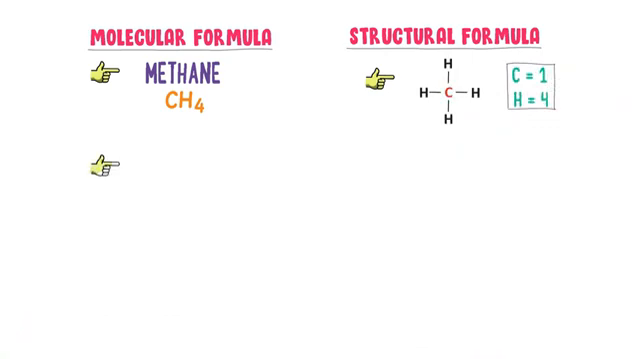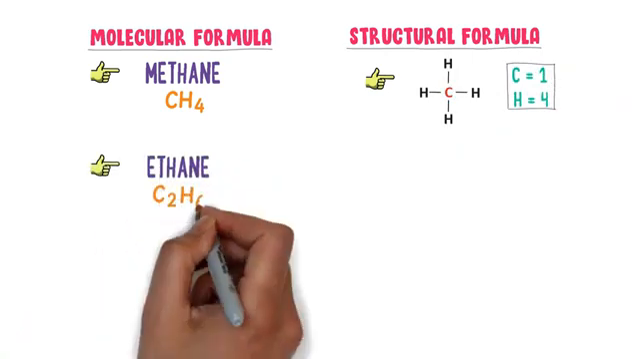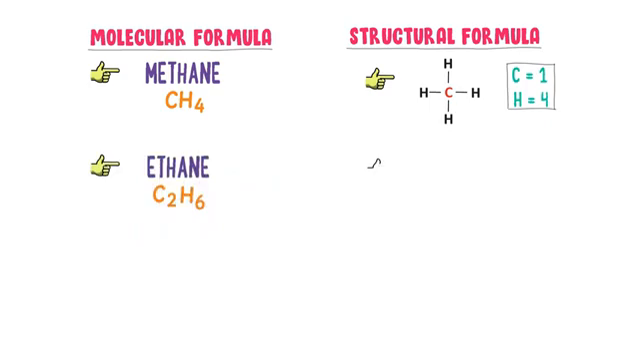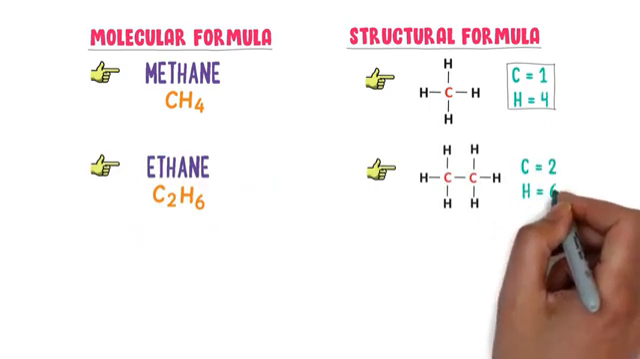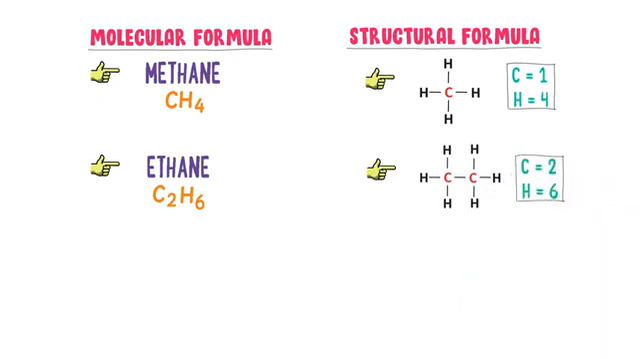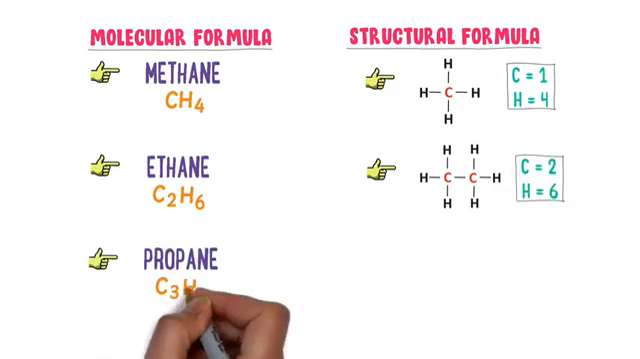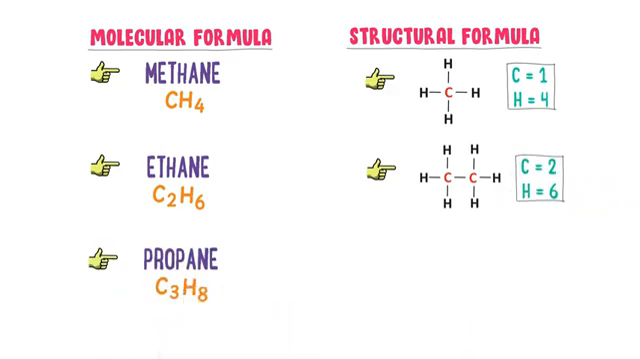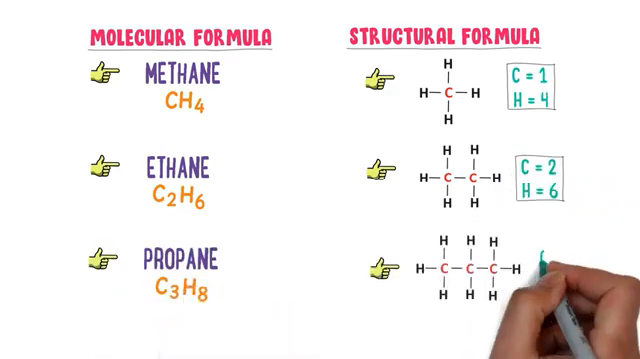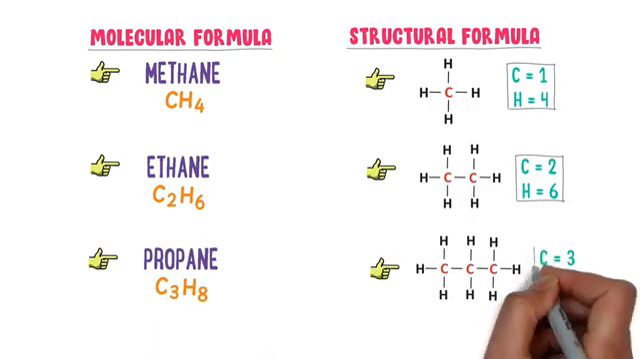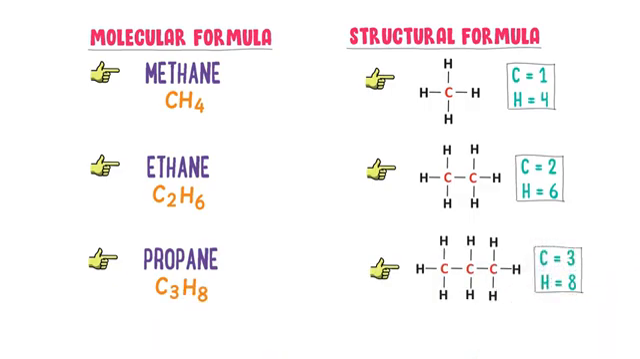Secondly, the molecular formula of ethane is C2H6, while the structural formula of ethane is 2 carbon atoms and 6 hydrogen atoms. Thirdly, the molecular formula of propane is C3H8, while the structural formula of propane is 3 carbon atoms bonded to 8 hydrogen atoms.